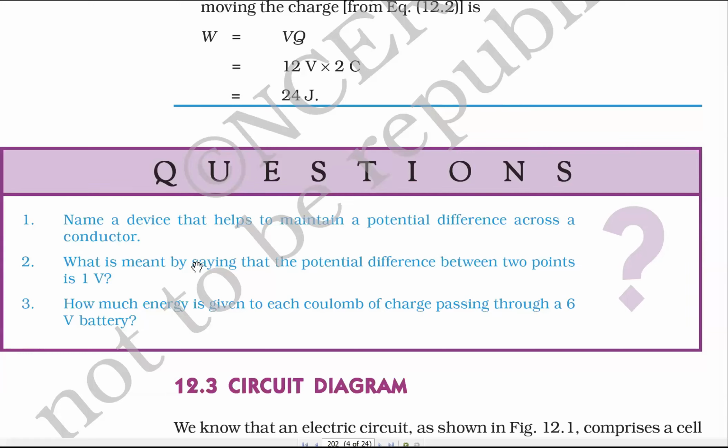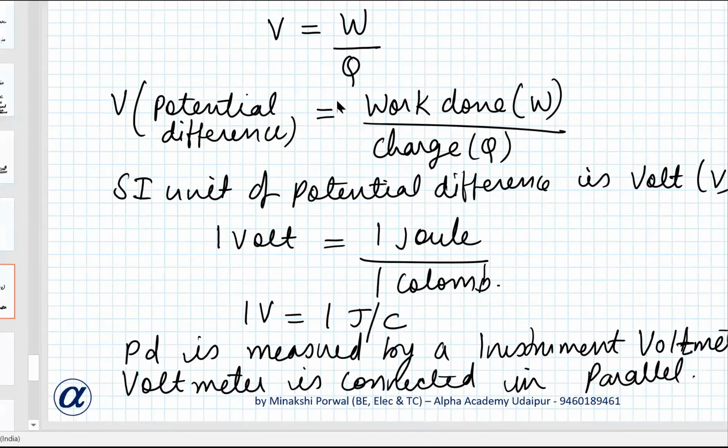What is meant by saying that the potential difference between 2 points is 1 volt? So basically you have to define 1 volt potential difference. I told you how to define it. When 1 joule of work is done to move a charge of 1 coulomb from one point to another, the potential difference is said to be 1 volt.